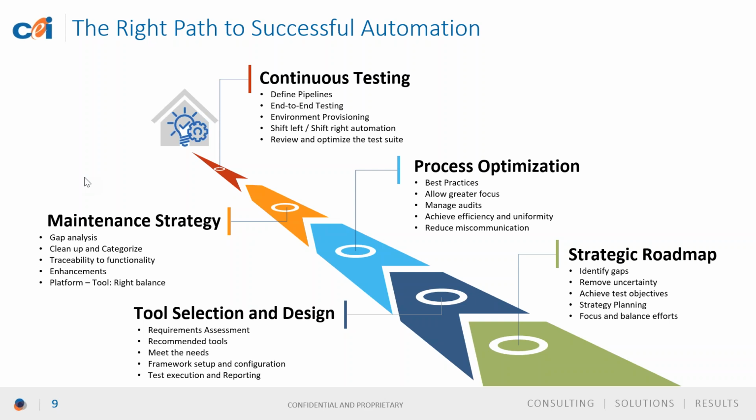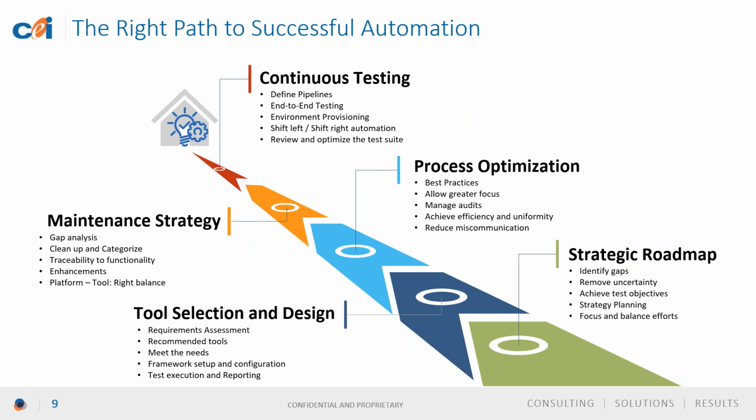So these are the key milestones. Best practices of these five milestones produce positive results all through the automation engagement. Strategic roadmap gives you the answer to the question, what? This helps to identify the gaps between expectation and reality. It also helps to remove the uncertainty and focus on balancing the efforts we lay out. Tool selection and design analysis helps us to assess our need and put the right framework in place.